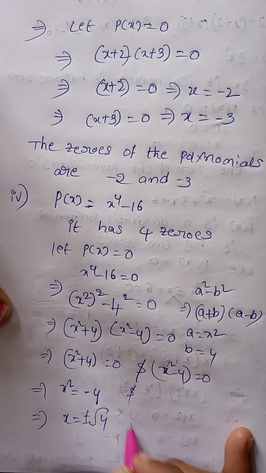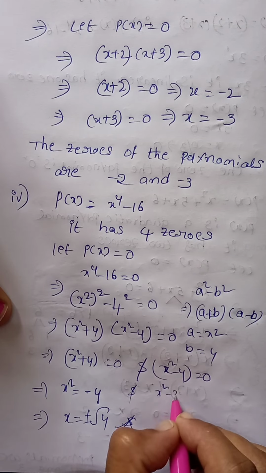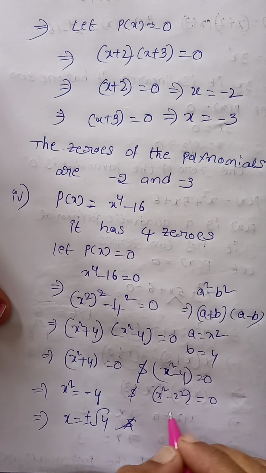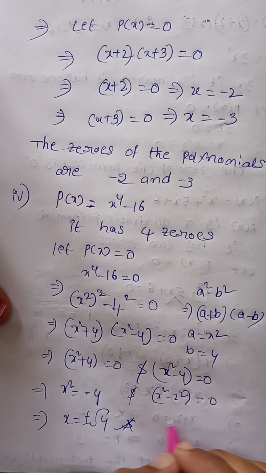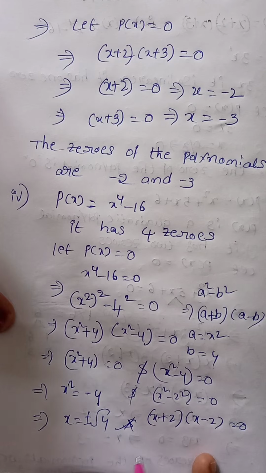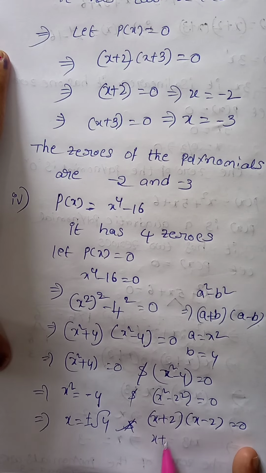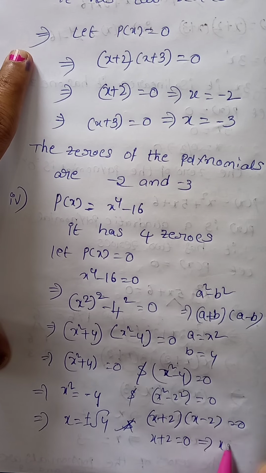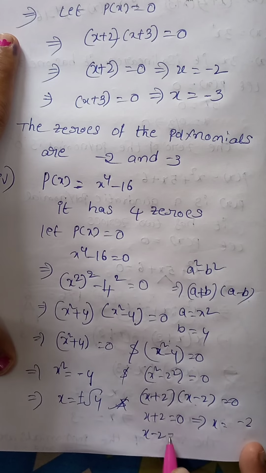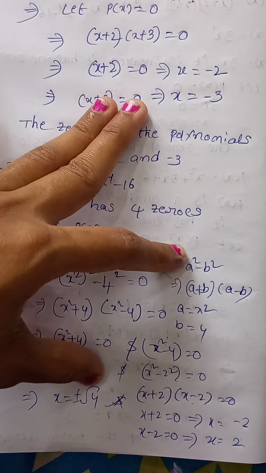Okay. And here again, x square minus 4 we can write it as x square minus 2 square. A square minus b square we can write it as a plus b into a minus b. X plus 2 into x minus 2 equal to 0. Here each of them equal to 0. X plus 2 equal to 0, x equal to minus 2. And next x minus 2 equal to 0. Here minus 2 moves from LHS to RHS, it becomes 2.